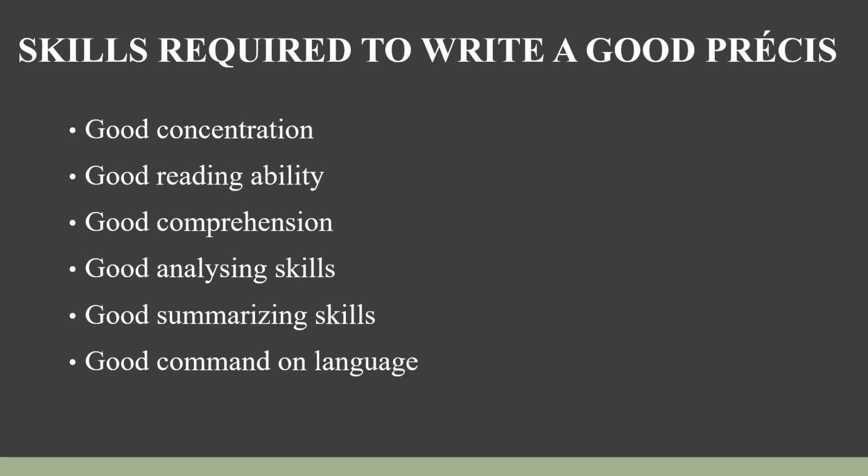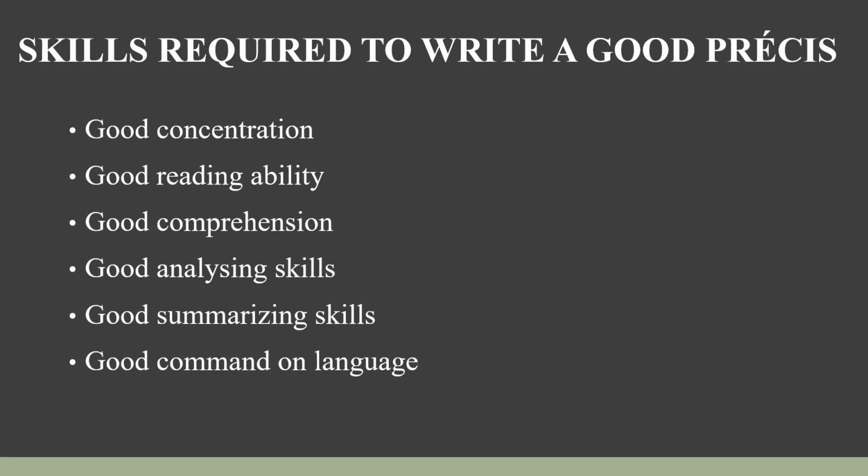The skills required to write a good precis include good concentration, good reading ability, good comprehension, good analyzing skills, good summarizing skills, and good command of language. Good concentration means that whenever you are reading something and need to make a precis out of it, you need to read intensively. Unless you understand the main context, theme, or main idea written in it, it is not possible without concentrated reading.